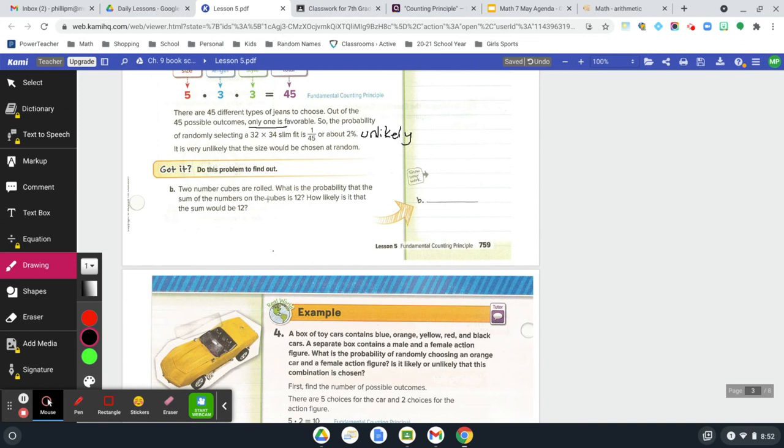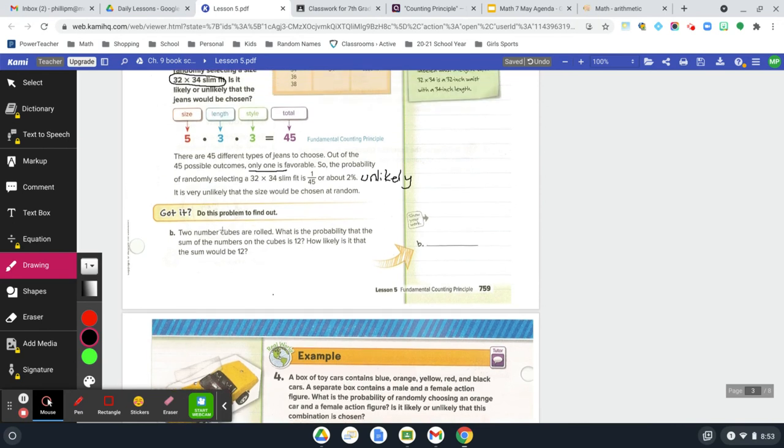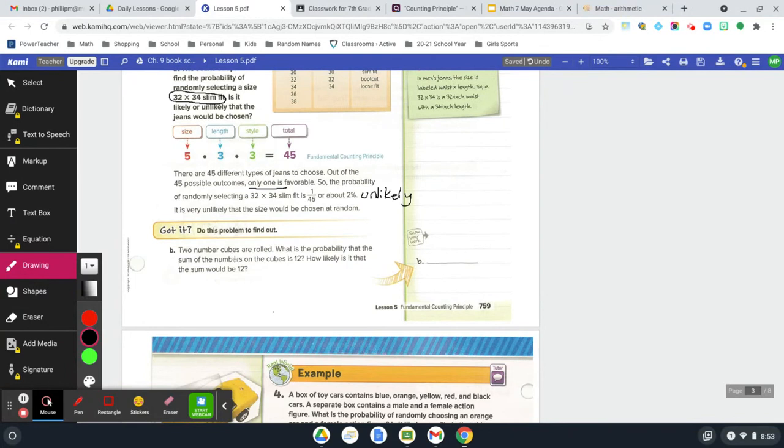2 number cubes are rolled. What is the probability that the sum of the numbers on the cubes is 12? And how likely is it that that sum would be 12? So I want to give you an idea here of what this is going to look like. Now, 2 number cubes. I want you to think about a tree diagram for a minute. You know on number cubes that you have 6 sides on each one, right? So if you think about the first number cube, you would have for the trunk of your tree 1, 2, 3, 4, 5, 6.